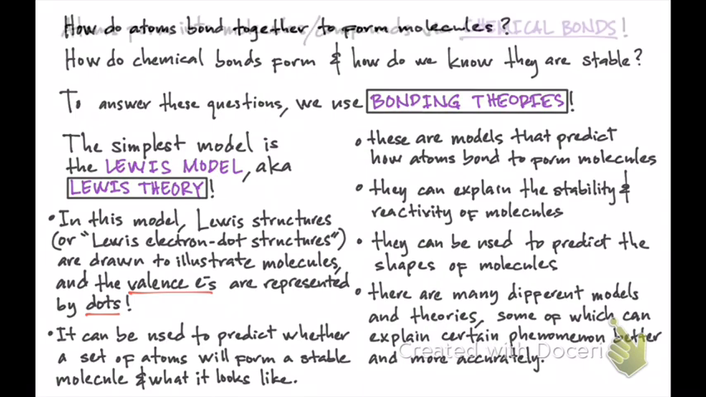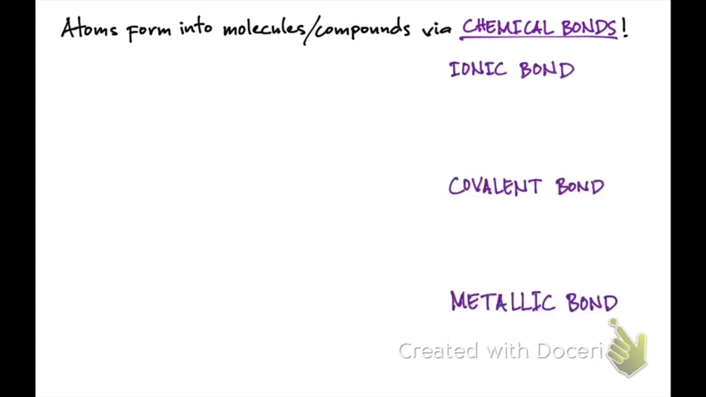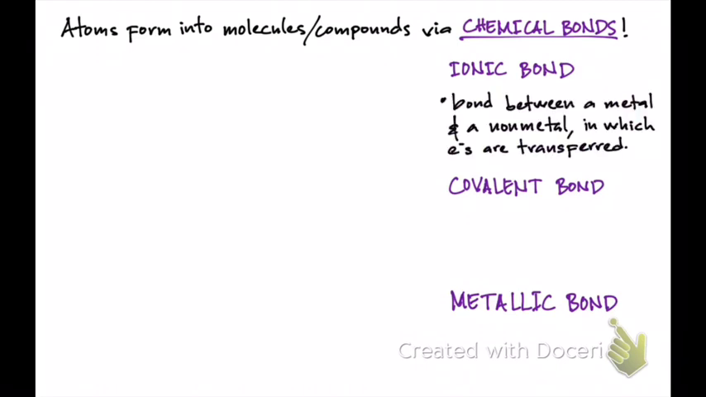In the first part of this chapter, you learned that atoms form molecules or compounds via chemical bonds. And there are three different types of chemical bonds: ionic bond, covalent bond, and metallic bond. Metallic bond, we're not going to cover in great detail, but you should know that there are three different types of chemical bonds. The first type here is ionic bond, and this is the bond between metals and nonmetals in which electrons are transferred.